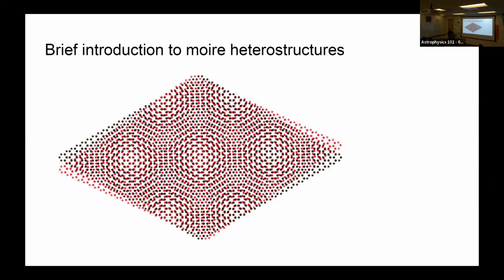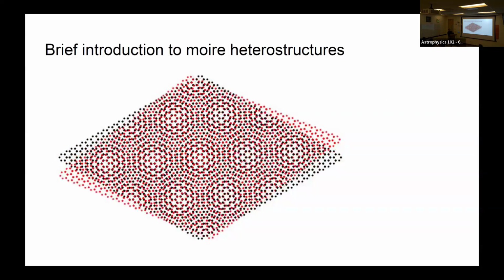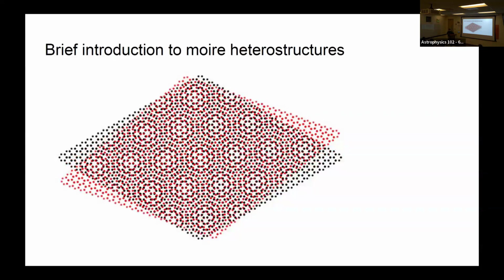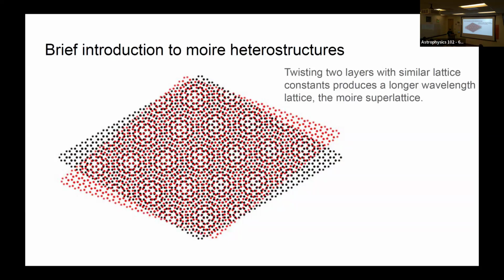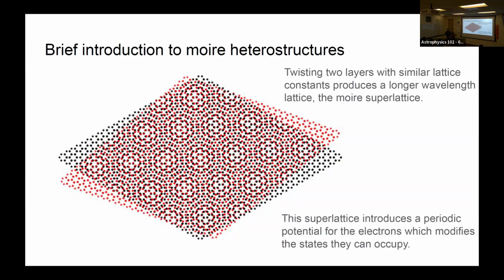And what you see is that as you rotate the layers with respect to each other, you begin to see the formation of a lattice with a longer wavelength periodicity compared to the atomic lattice, which is known as the moiré superlattice. Twisting two layers with similar lattice constants will produce a moiré superlattice. But the important thing is that this superlattice creates a new periodic potential for the electrons, which modifies the states that they can occupy.